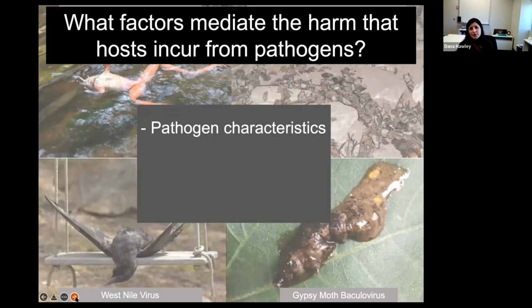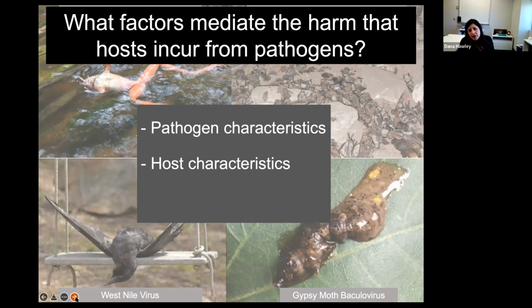Now, from a very broad perspective, we can think of three categories of factors that determine the amount of harm that a host will incur from an infection. So the first one we probably all think of are pathogen characteristics. And in fact, we typically study and quantify virulence as a pathogen inherent or specific trait. So we hear a lot about Omicron these days, and is Omicron less virulent than other variants of SARS-CoV-2? And we know in many well-studied wildlife systems, like West Nile virus, for example, that distinct strains of virus or other types of pathogens can cause very different levels of virulence.